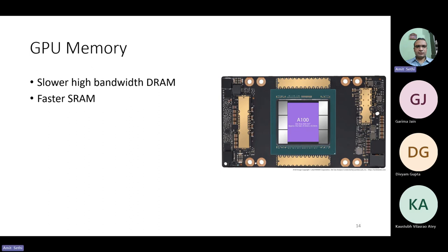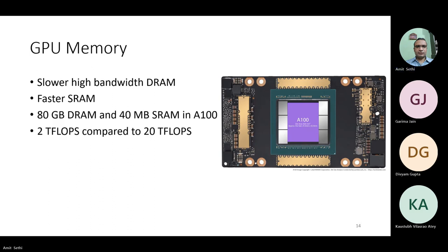Now let us see how much is the actual size of these things and the speed of them. The 80GB is actually the DRAM, the slow one. The actual size of the SRAM in our A100 is 40 MB. And this is the speed. L1 cache. It is the L2 cache.